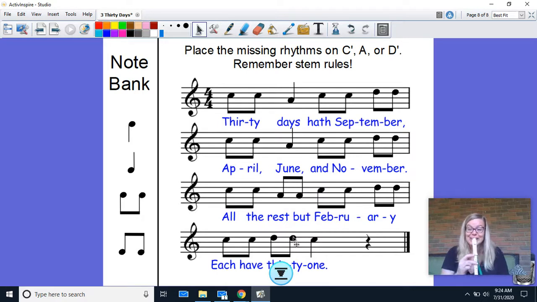All right, you are ready to play it. Let's go. One, two, ready, go. That's kind of a cool song. Now, if you want, you can go ahead and make up your own. You can improvise and play it however you want on the notes C, A, and D.